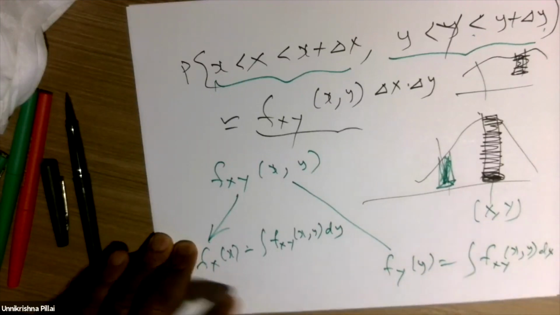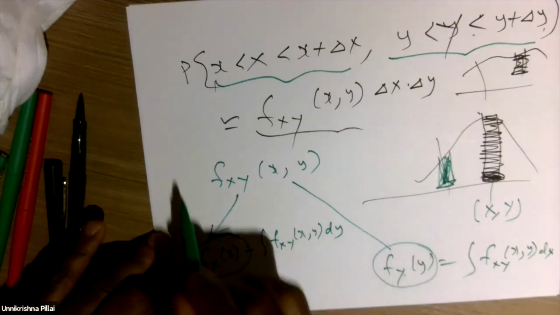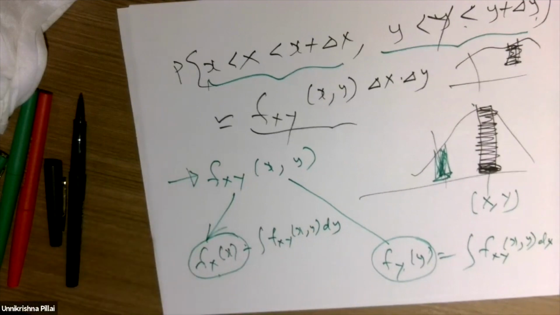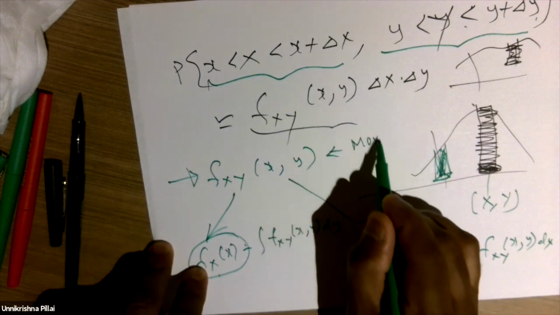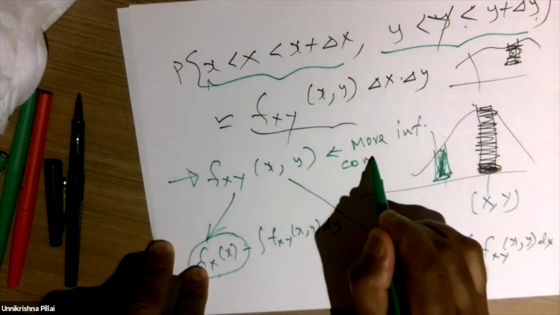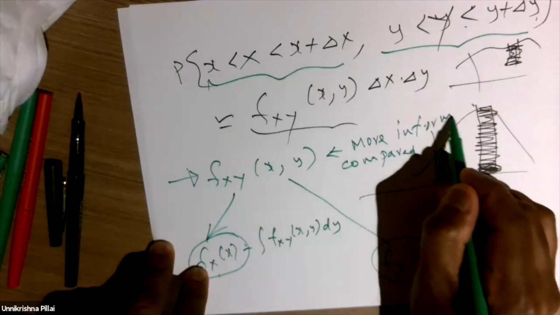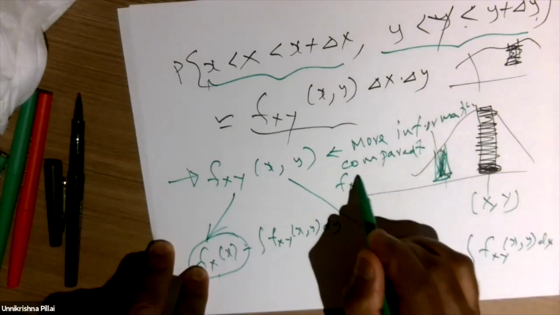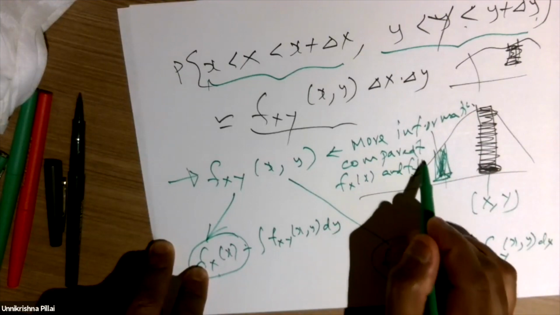So let me ask you this. Which one has more information, the marginal density functions or the joint density function? Anyone? The joint one has more information, because from the joint one, you can find the marginals. But if I just give you the marginals, it's possible I cannot go back to the joint. That's the whole point. So it tells you more than their marginal density functions.